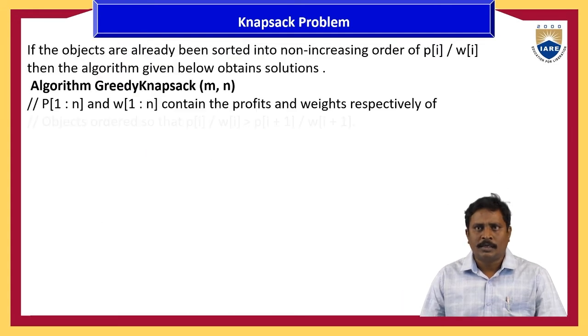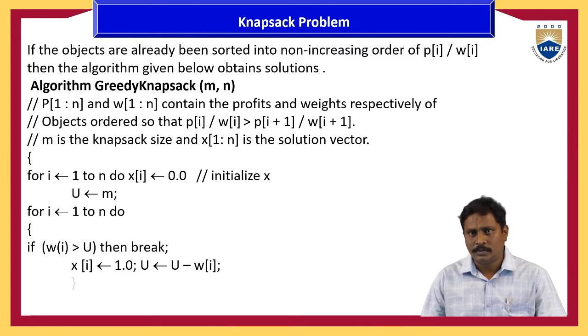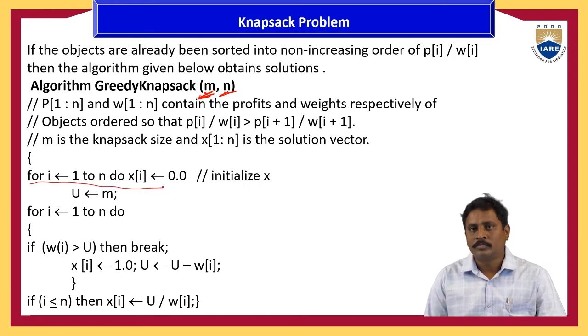Next, we see the algorithm of the knapsack problem. Here we have M and N. N is the number of objects in the bag, with the given weights and profits, and M is the maximum capacity value. Now for i equal to 1 to n do, initially we take the solution set value xi equal to 0.